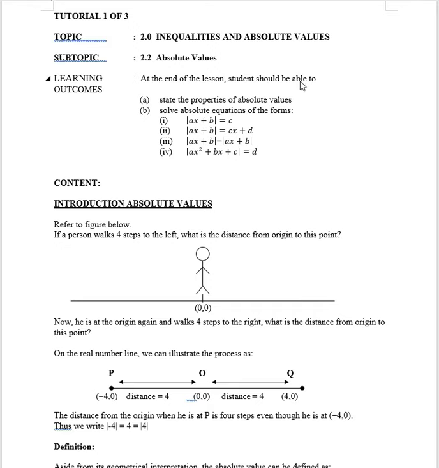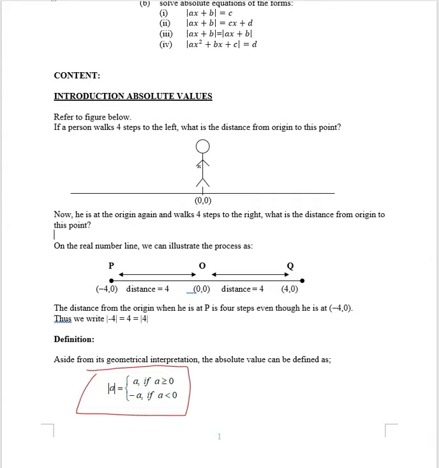Absolute values, tutorial 1. Today we would like to discuss absolute values. What is absolute value? Let's say this is your number line and you are right at the origin. If you move to the point -4, and then you move to the point 4 to the right, both distances are 4.